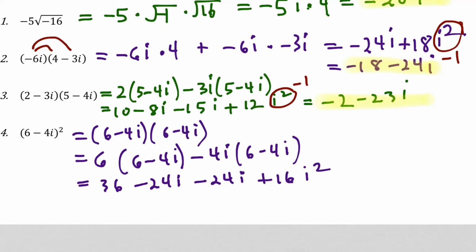All right, circle your I squared, replace that with -1, and combine like terms. So now my real terms are 36 and -16. So that's 36 minus 16, which is 20. That's my real part. My imaginary part's -24i minus 24i, which is minus 48i. So there's my complex number.